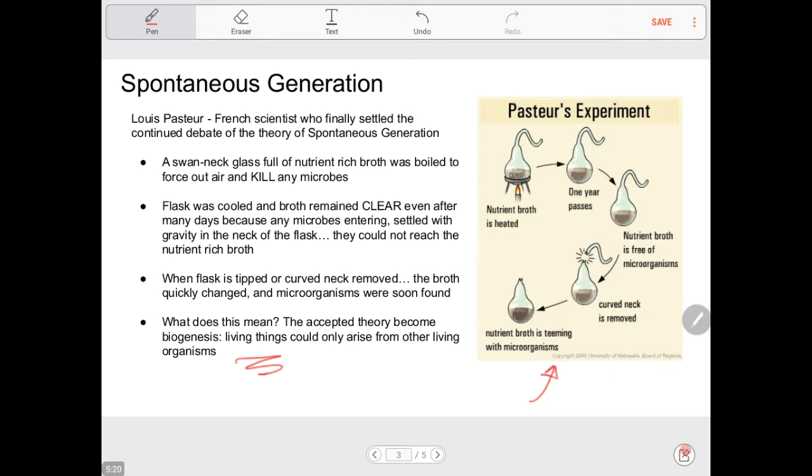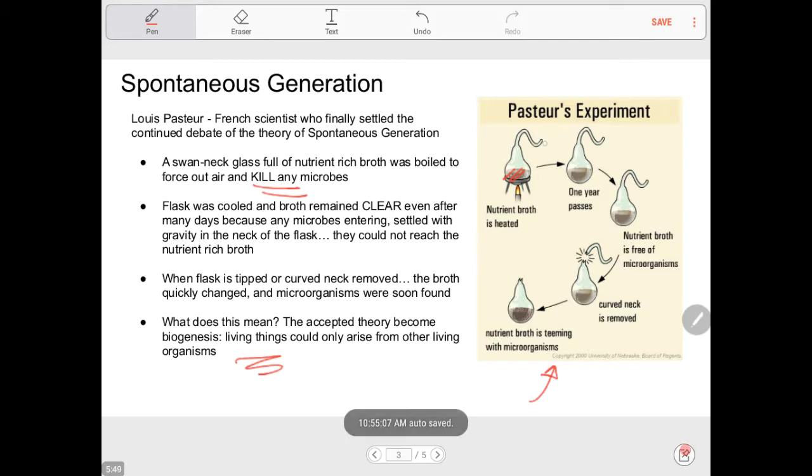this example over here is much better. So what they did is they took this broth, and it's full of nutrients, and they heated it. By heating it, just like at home when you boil something, you're trying to kill all the microbes. So we take this nutrient-rich broth and we superheat it, and we know that we have killed all the microbes. So there's nothing living in there.